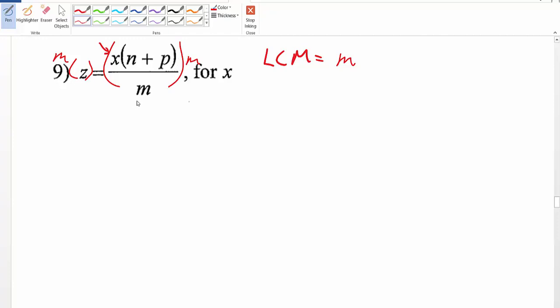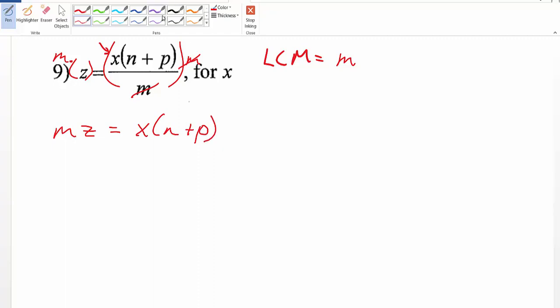Now when we do that, we end up on the left side with m times z. So that just gives us mz. On the right side, we end up with our m on top and m on the bottom. So those just end up canceling with one another, leaving us pretty much just with our top on the right side. So in this case, we end up with x times (n plus p).